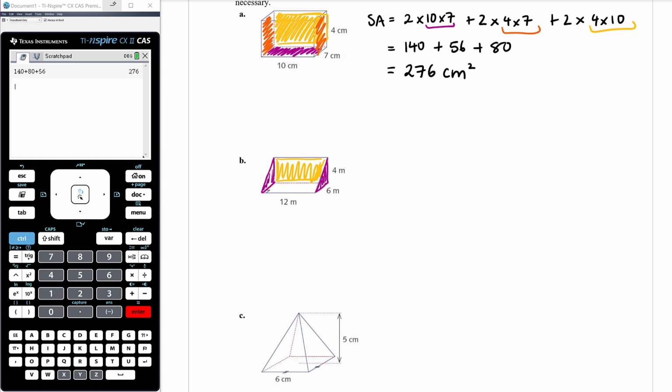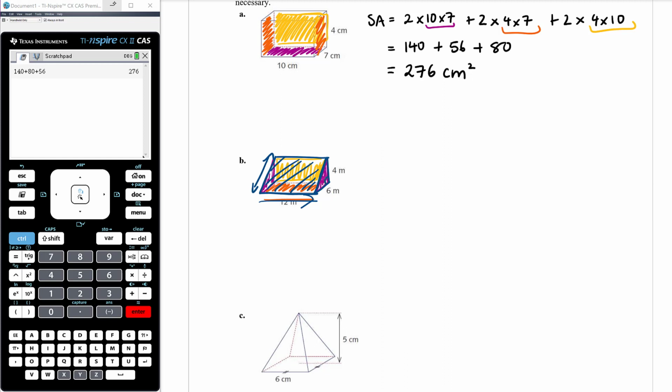And then we've also got a rectangle on the bottom here, and that's going to be 6 by 12. But then we also have, on top of all of that, the sloping rectangle. And that is going to be whatever this length is, which we don't know, by 12. So it's really important. It's really easy to miss a surface here, and we're going to need to think about this purple triangle on the end.